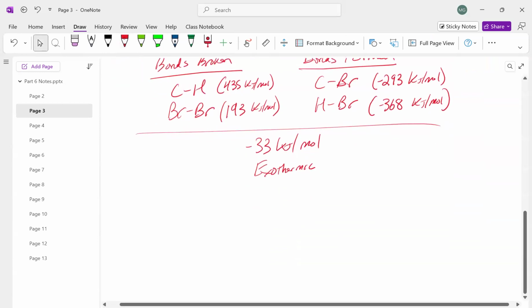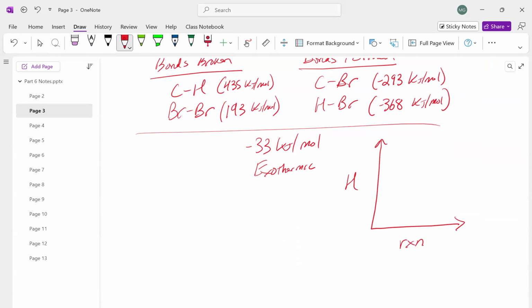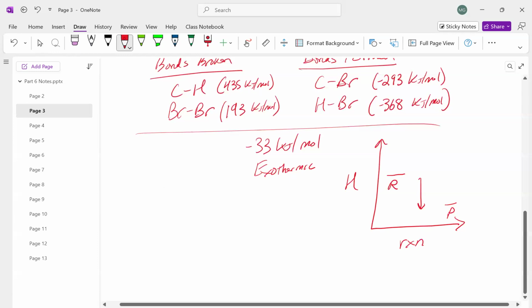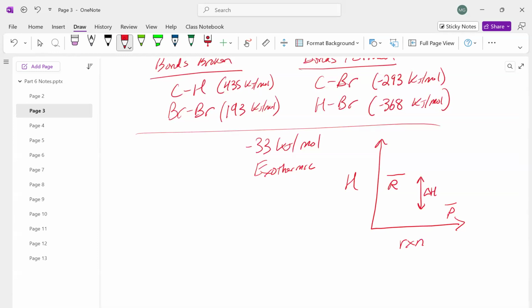And if we're going to diagram that, comparing the energy or enthalpy, our reactants are somewhere up here. Our products are somewhere down here. And this distance, the difference between reactants and products, the enthalpies, is delta H.